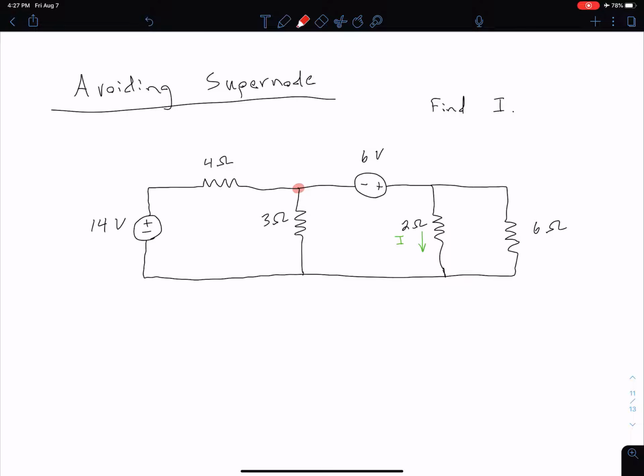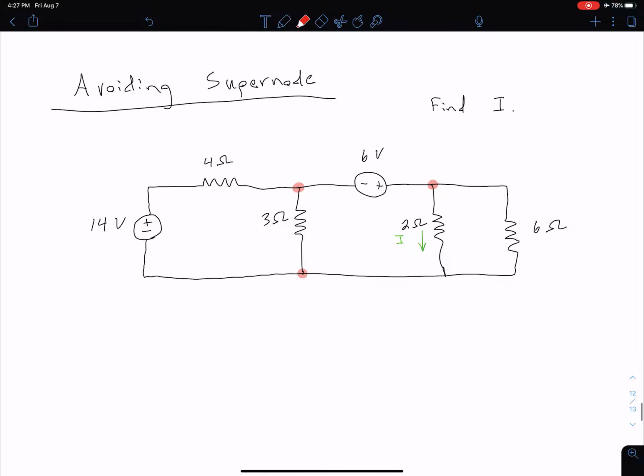So we can see we have three essential nodes, so three places where we have three or more elements connected. Of course, we also have a non-essential node over here in the top left, but we're not going to worry about that because it's not going to be relevant. We notice we have two voltage sources, 14 volts and a 6 volt. The 14 volt has a 4 ohm resistor in series with it, so we know that's not going to be an issue if we're trying to write currents going through that 14 volt source. However, our 6 volt source is all by itself between these two essential nodes.